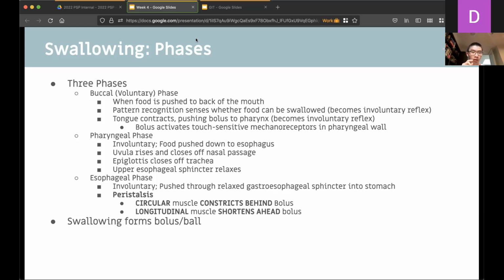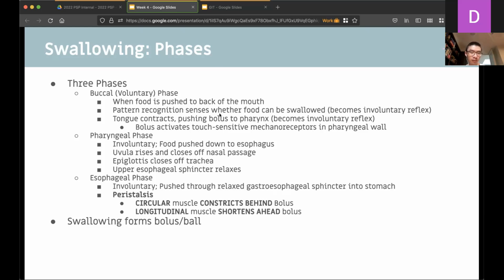The uvula rises and closes off the nasal passage. You don't want food coming out of your nose, and also the epiglottis closes off the trachea because you don't want to breathe food. Afterwards, when it starts going down the pharynx, the upper esophageal sphincter also relaxes, allowing it to continue down. And then the esophageal phase, which is also involuntary; you can split it into the voluntary phase, which is buccal, and then involuntary, which is the rest of it, basically. It pushes through the sphincter into the stomach, where you have peristalsis. That's where you've got circular muscle constricting behind the bolus, pushing it forward, and longitudinal muscle shortening ahead, allowing it to travel ahead.